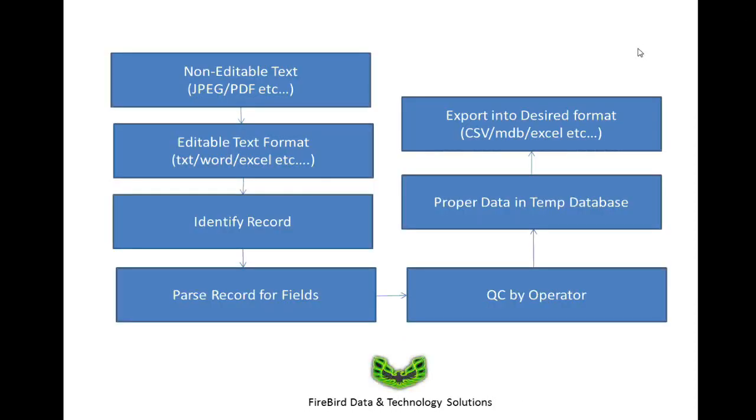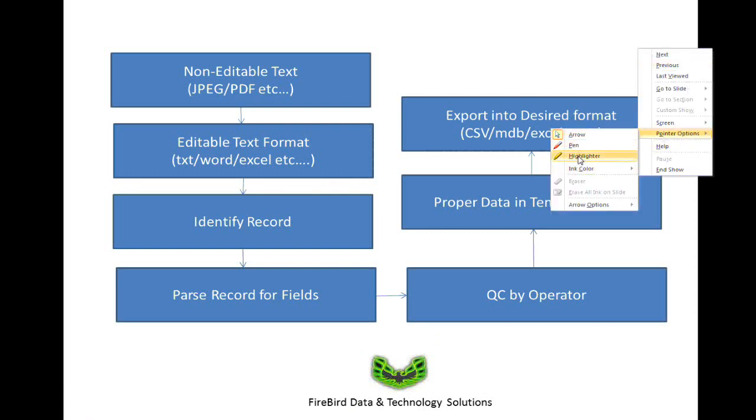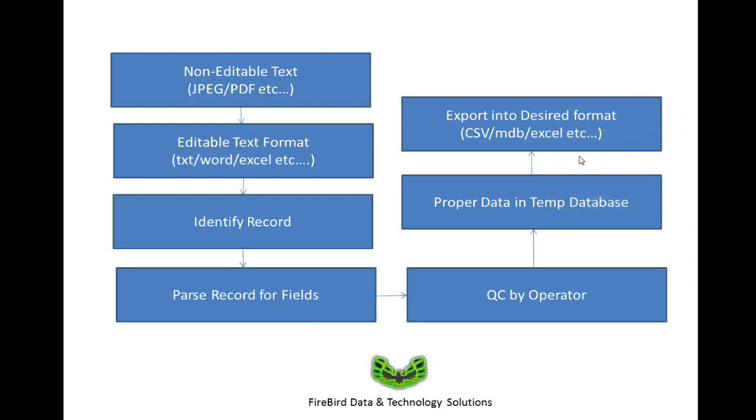This is the workflow of the process that we follow. I will be highlighting the text that I will be discussing now. The input format of most of the data entry projects is non-editable text, and this comes in as PDF or other image formats like TIFF, etc. Once we get this non-editable text, we use tools to parse these non-editable images or PDFs into editable text.